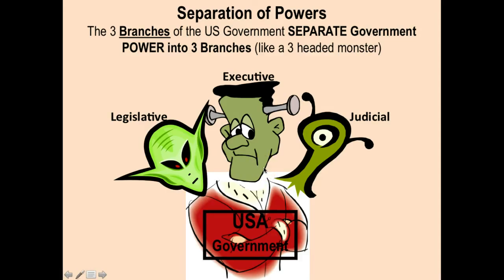This is a little visual image I use every year with my students to help them remember the idea of separation of powers. It's kind of like we have three branches of our government that separate our government. It's kind of like having a three-headed monster. You'll notice the body is something that each head or each branch shares, but each head looks different, acts different, has different powers, different duties, different responsibilities.